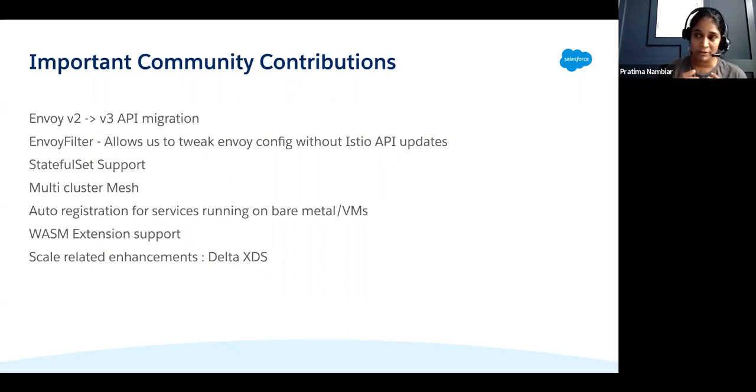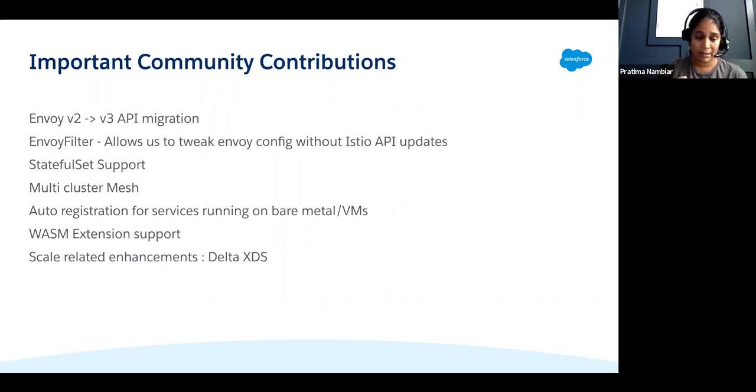So again, Envoy Filter is a CRD, an API that Istio provides that allows you to modify the Envoy config that the control plane generates. So you're able to make more fine-grained changes directly to the Envoy config without making an Istio API change. And we've used the Envoy filter in some cases.